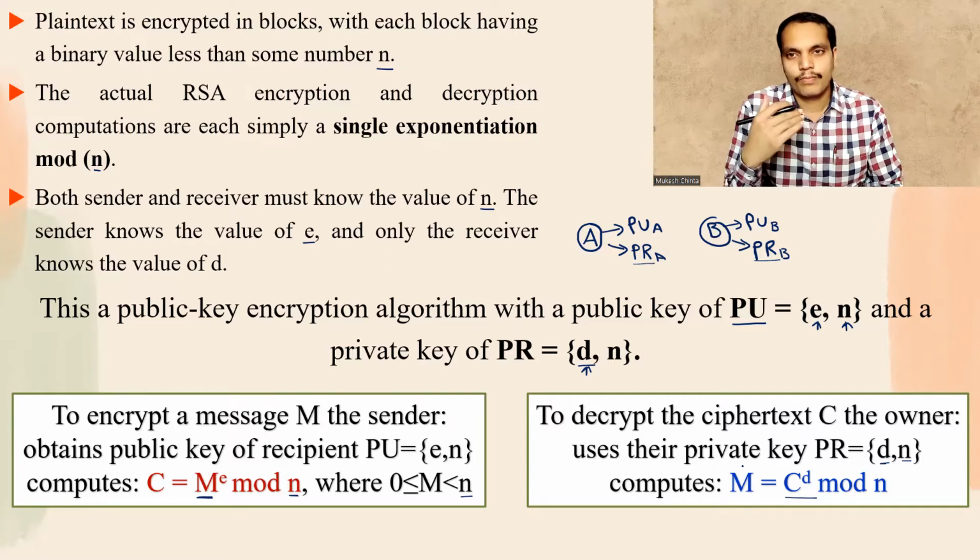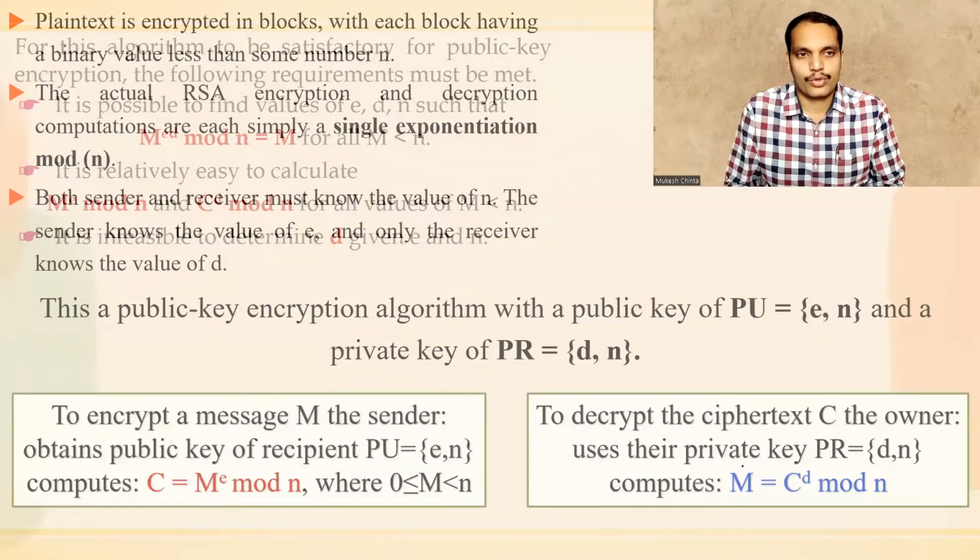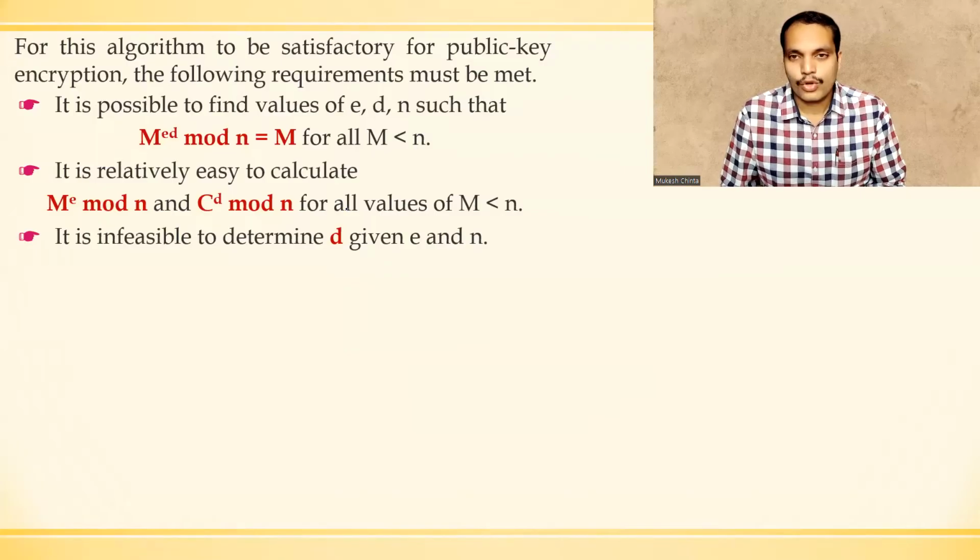If two parties want to perform an RSA encryption scheme, how does it happen? What are the terms that they need to take into consideration? Let me show you. Even before going there, you have to understand that there are certain requirements that the RSA algorithm has to meet for it to be satisfactory as an asymmetric key encryption algorithm.